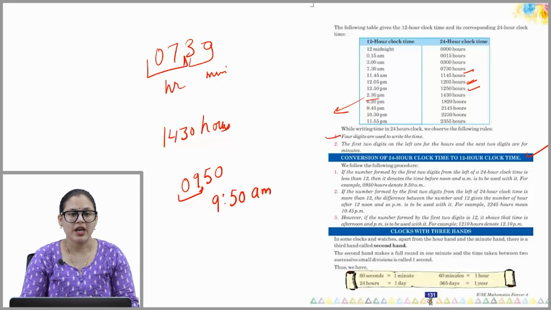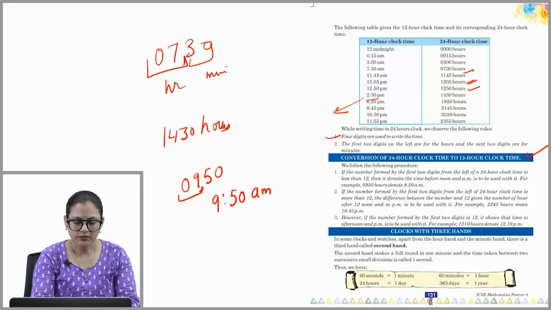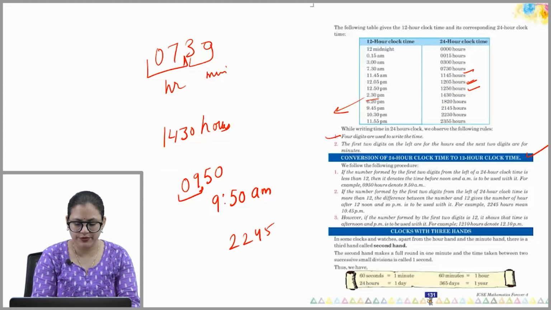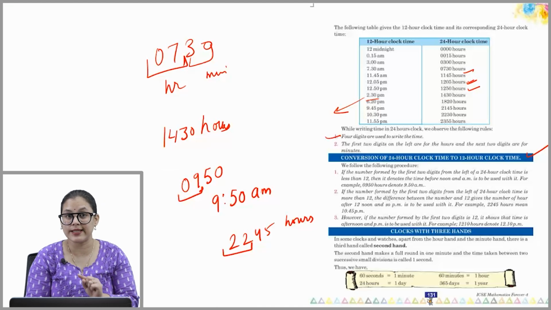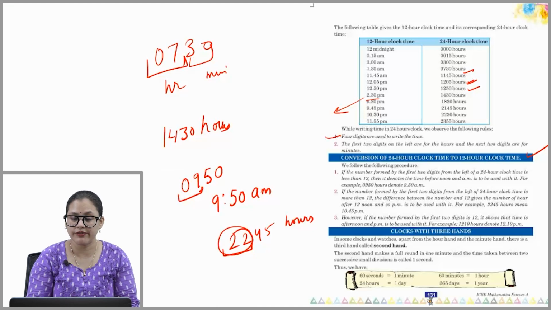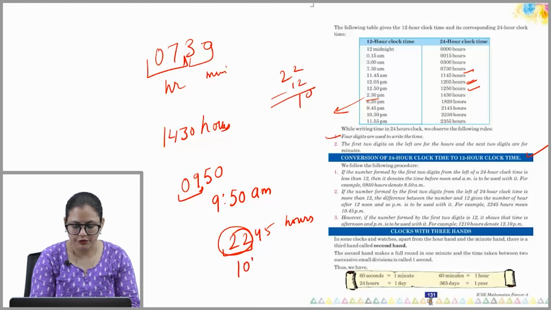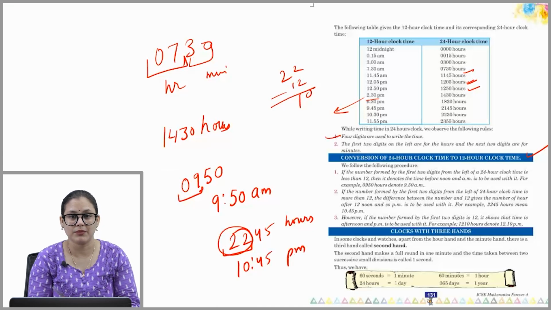Number 2, if the number formed by the first two digits from the left of a 24-hour clock time is more than 12, the difference between the number and 12 gives the number of hours after 12 noon, and so PM is to be used with it. For example, 2245 hours. We check the first two digits from the left, 22. It is greater than 12. That means the time is in PM. And what is the time, by the way? So you will subtract 12 from this number, that is 22 minus 12, so you will get 10. That means 10:45 PM.